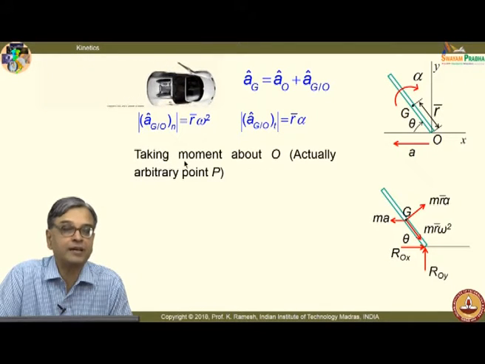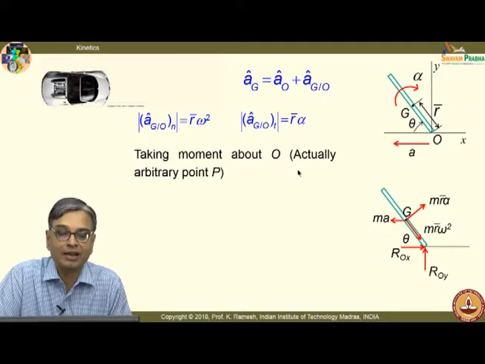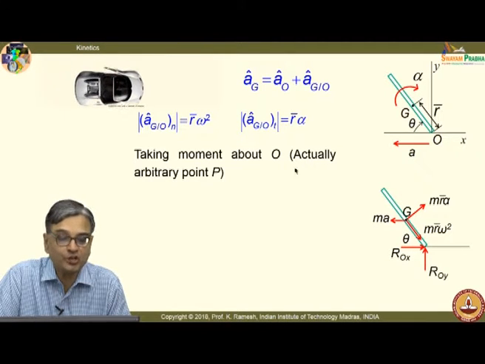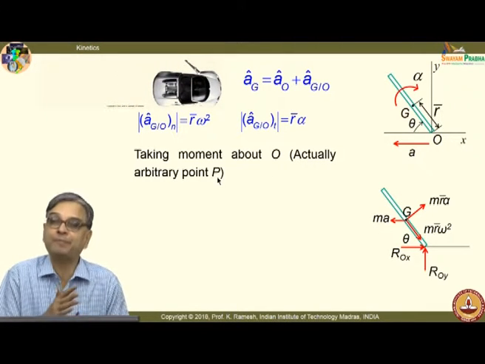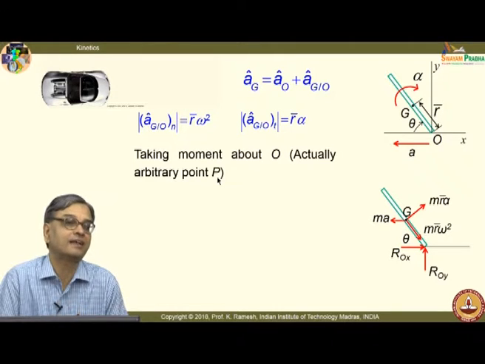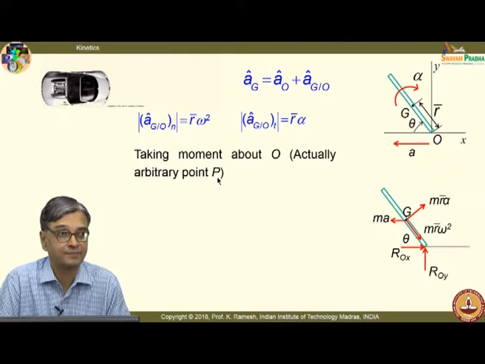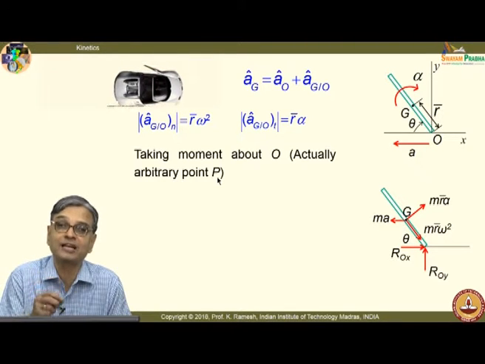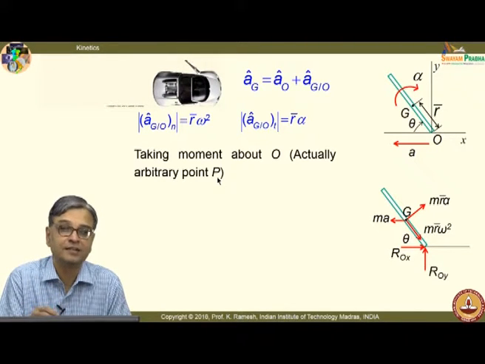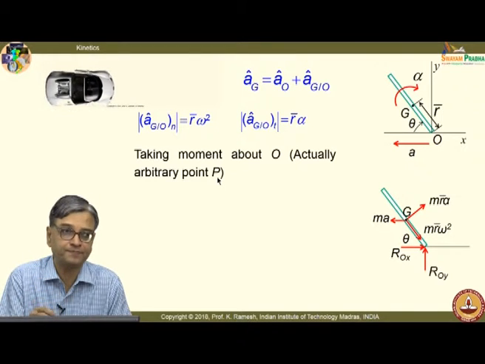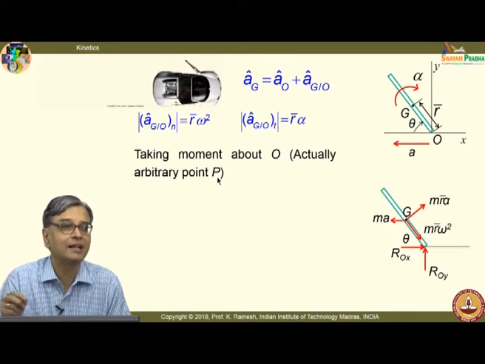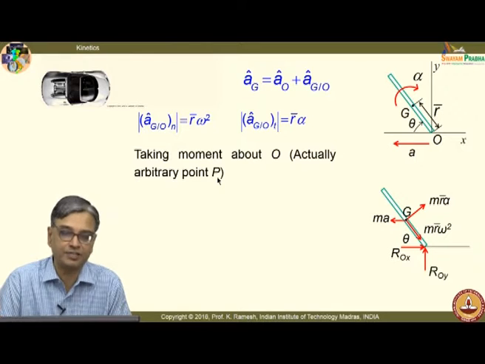So, taking moment about O, we have already seen that it is actually an arbitrary point P in our theoretical development. You should not lose track of it, that is very important. You should recognize that the point is not fixed in space, even though it is labeled as O, it is having an acceleration or deceleration, whichever way you look at it.